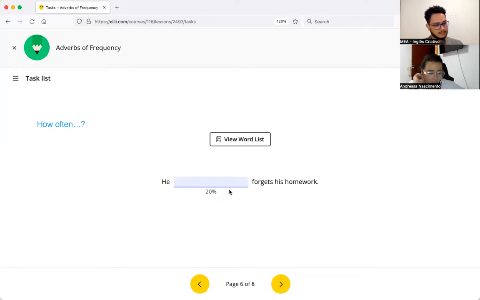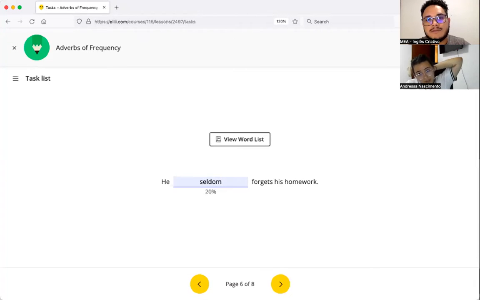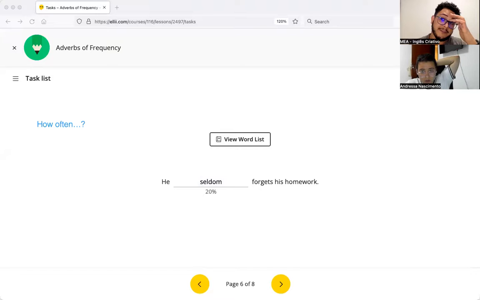Not very often. No, we are just going to use not very often in the negative. This one is in the affirmative. Seldom. He seldom forgets his homework. Perfect.